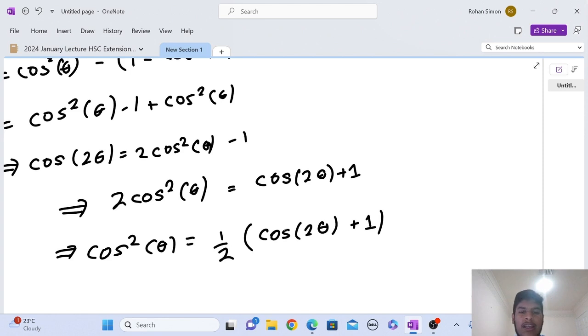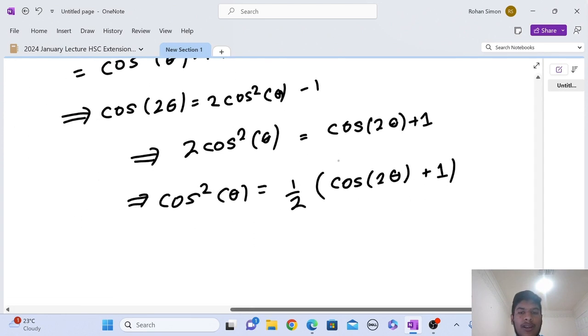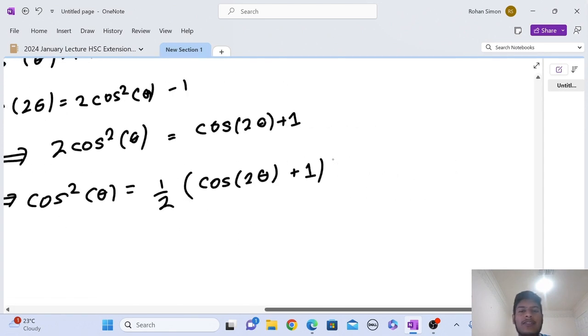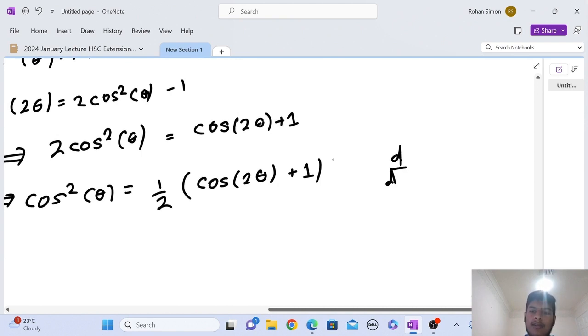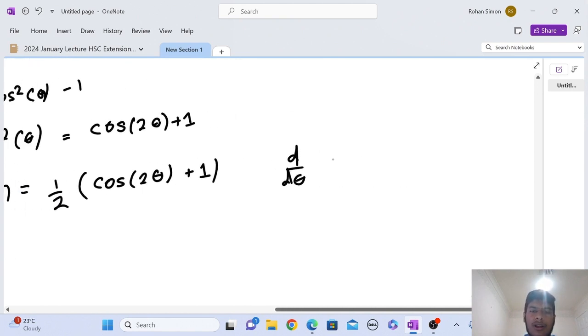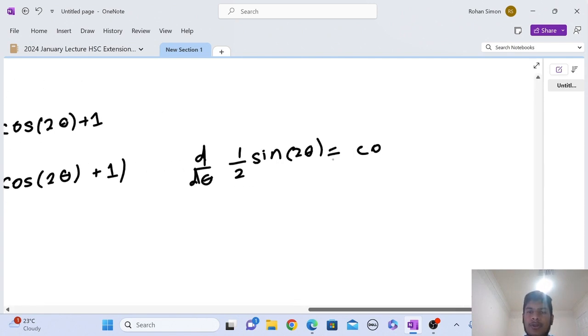And cos 2 theta, again, isn't too hard to integrate because we know that when we differentiate 1/2 sine 2 theta, we end up with cos 2 theta. So we know that the integral of cos 2 theta is 1/2 sine 2 theta.